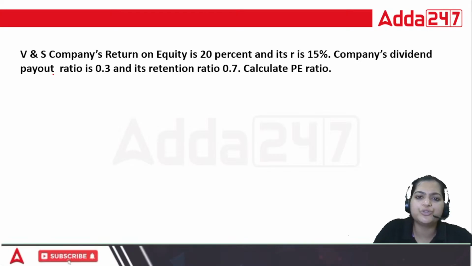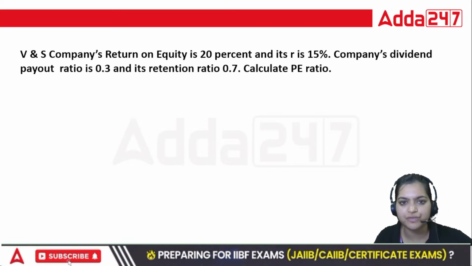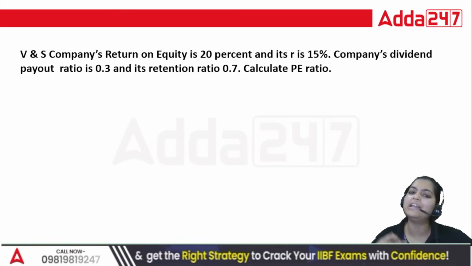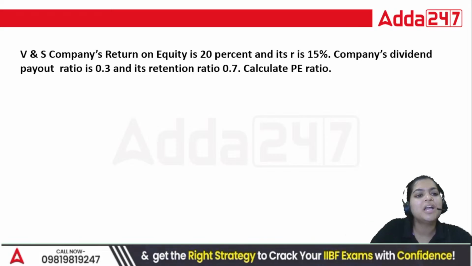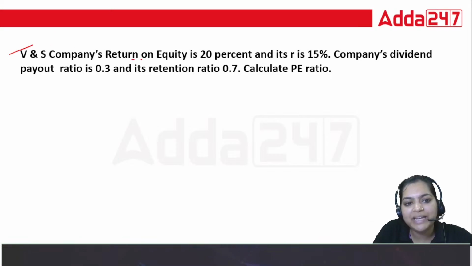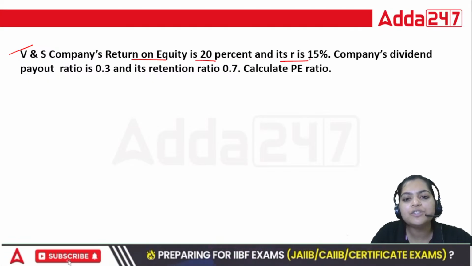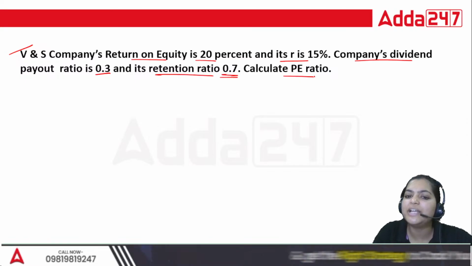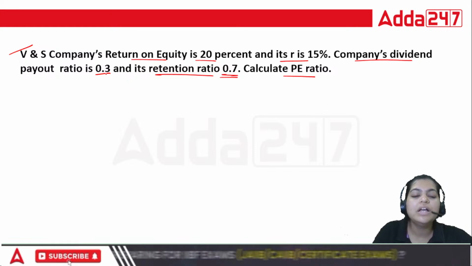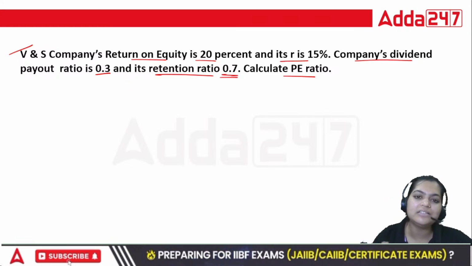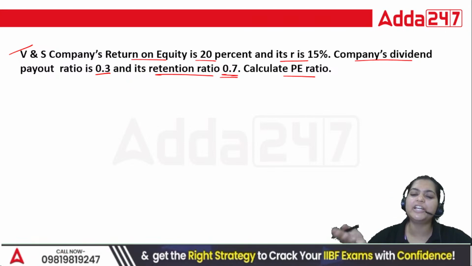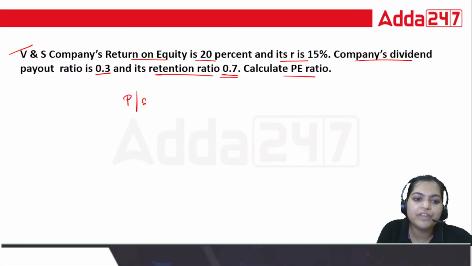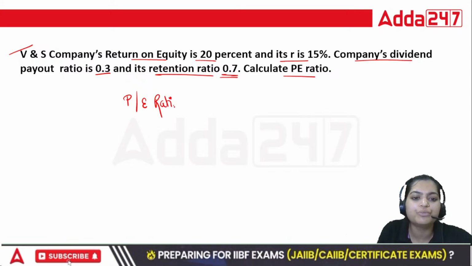Now, let's solve a question. Very easy questions will come, direct questions will come. Just remember the formula and you can calculate it very easily. V&S company's return on equity is 20%, R is 15%, the company's dividend payout ratio is 0.3, retention ratio is 0.7, calculate the PE ratio. Now, as per the given data, can you apply the simple formula, market price divided by earning per share? No.